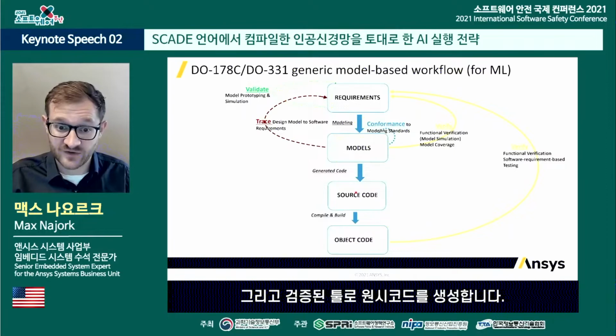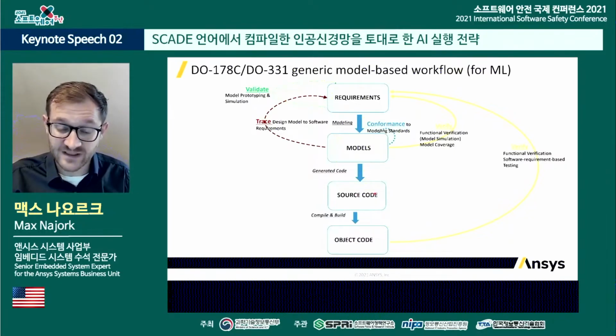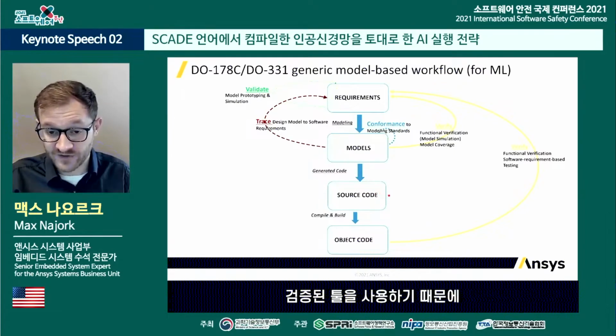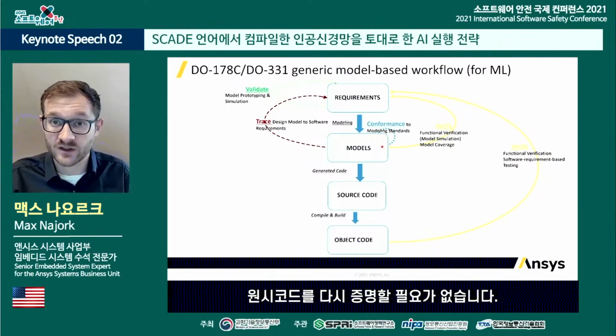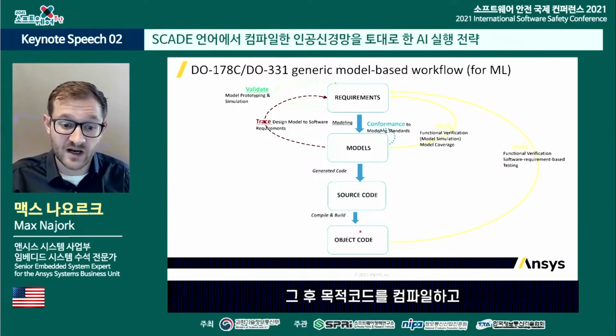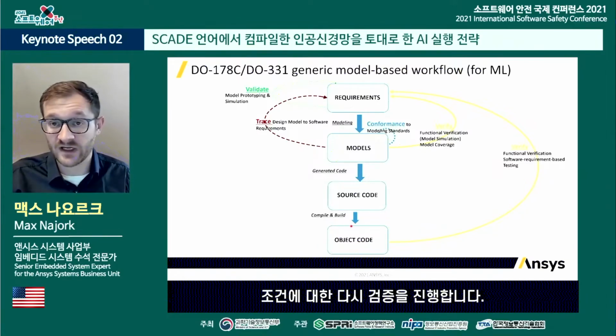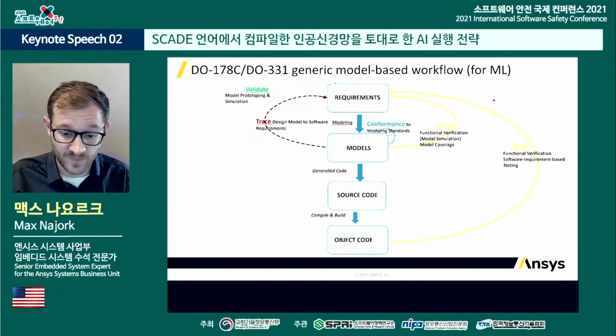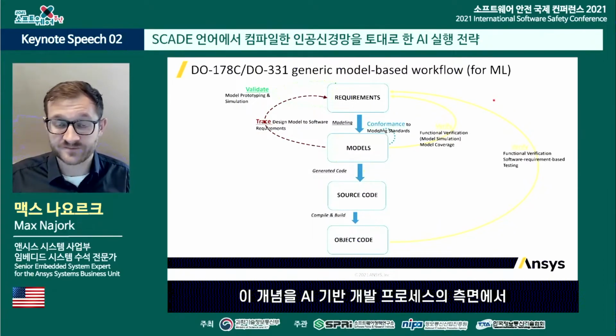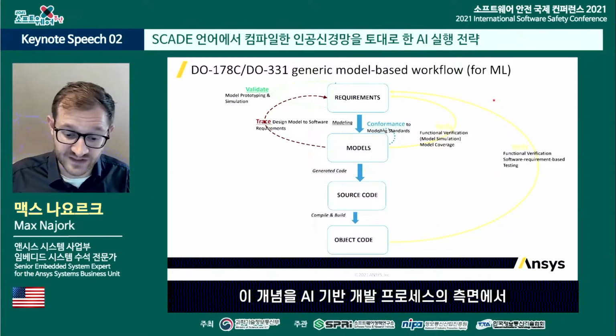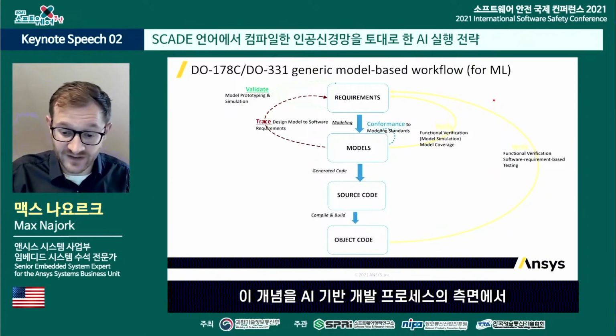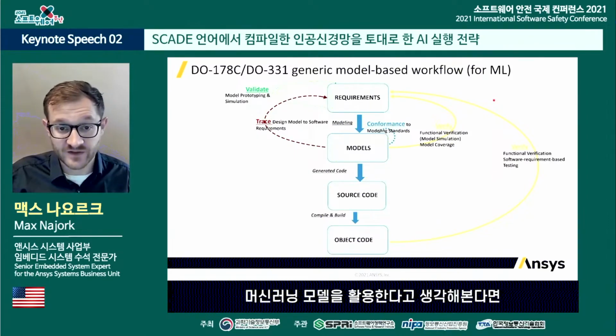We then generate the source code by qualified means. As we have emphasized today, there's no need to verify the source code against the model because of the tool qualification. And then we can compile and build the object code and finally, again, verify everything against the requirements.